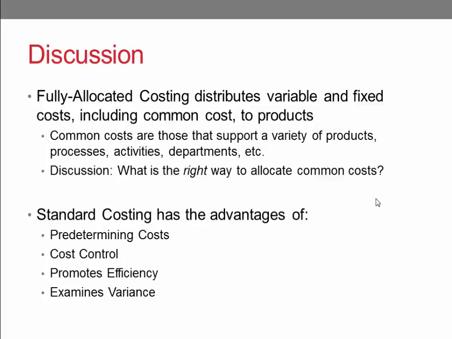So really, what is the right way to allocate common costs? Common costs are those that support a variety of products, like the fixed manufacturing costs. They support all processes, all activities, all departments. What is the right way to allocate common costs? Well, many analysts and many companies have taken a look at this, and what folks have found is that really it depends on the company and what works for the company.